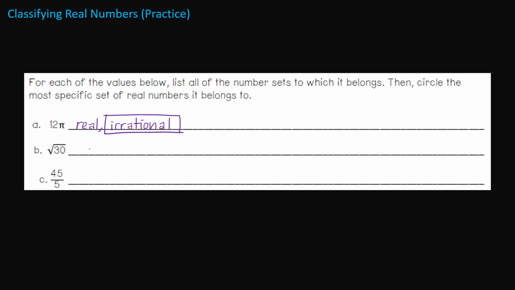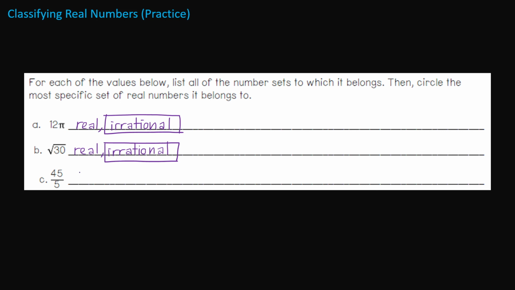Now, what about the square root of 30? 30 is a non-perfect square, so this has to be an irrational number as well. We also know that it's a real number. So this is real and irrational. The most specific type of number the square root of 30 can be is irrational.